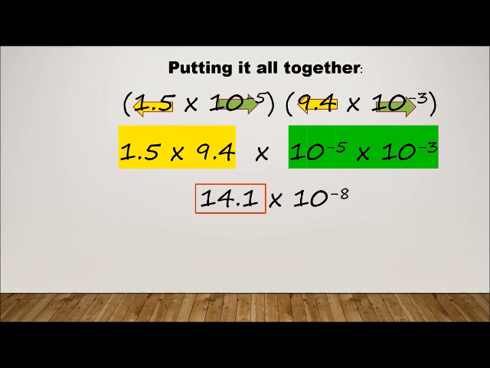Our first factor is breaking the rule. It's too large by 1 digit. Therefore, because it's too large by 1 digit, we're going to add to our exponent. When we do this final fix and move our decimal, we end up getting 1.41 times 10 to the negative seventh.